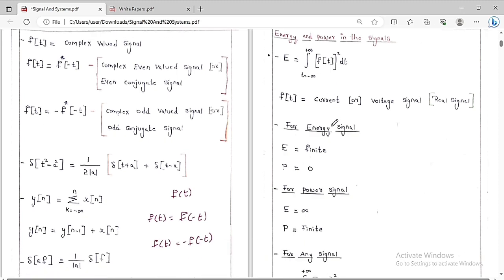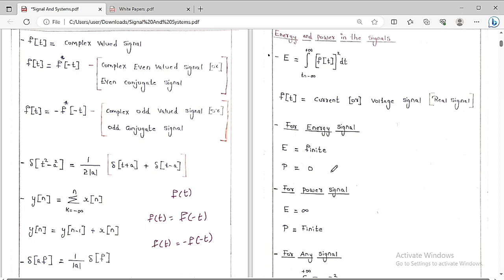Now, for a real signal, what is going to happen? What is the meaning of an energy signal? For an energy signal, the energy is finite and the power is equal to 0. This point you always have to keep in mind. A signal is said to be an energy signal when the energy is finite and the power is equal to 0.